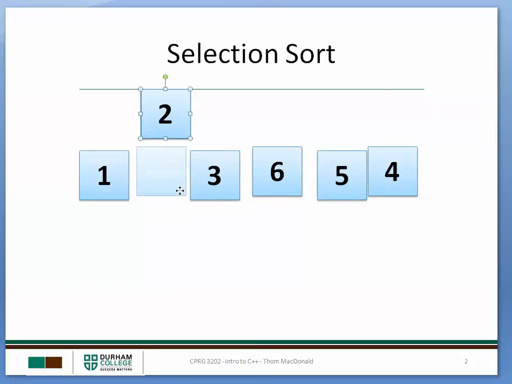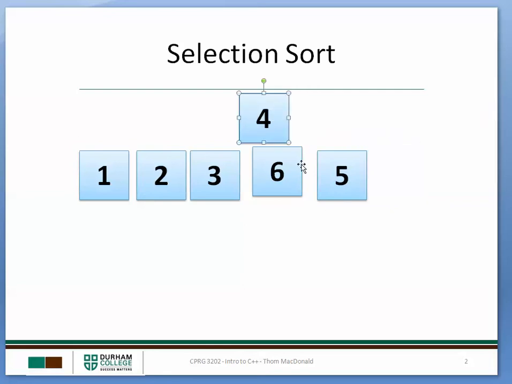All right, so now we're looking for the next lowest. Okay, we're starting off with a 3. Anything lower than a 3? 6, 5, 4. No, it's good. So it stays where it needs to go. Anything lower than a 6? Yep, 5 is lower. Anything lower than a 5? 4 is lower, so obviously 4 is what needs to get swapped into that position.